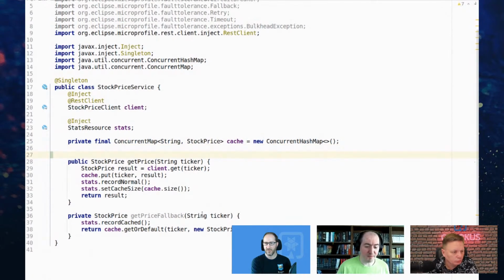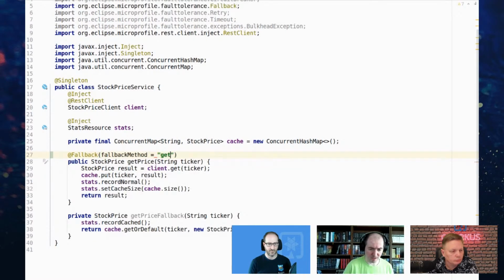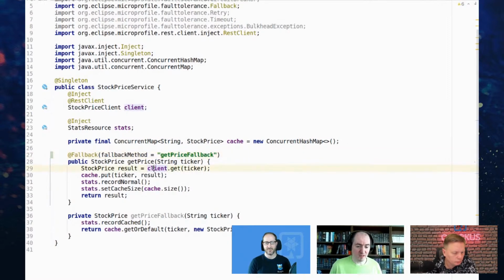How do I do that? Well, I've got a method that falls back onto the cache, which can obviously be used with the fallback annotation. Right? I'll just configure a fallback method. Right now, when the getPrice method throws an exception, that exception will be caught, and the getPrice fallback method will be used instead.